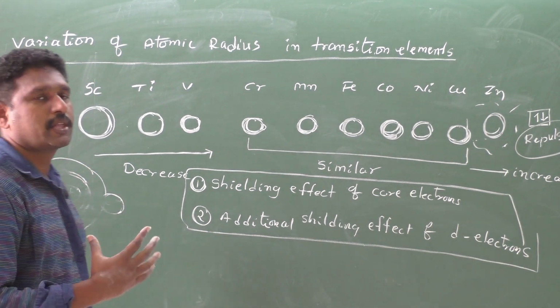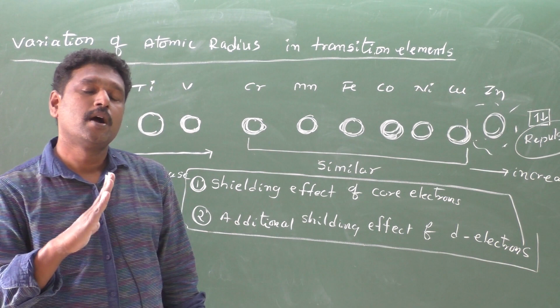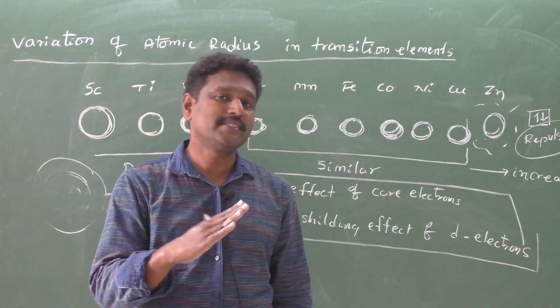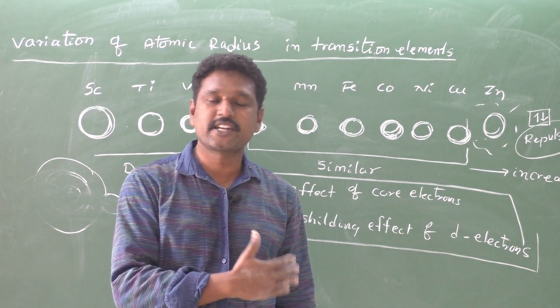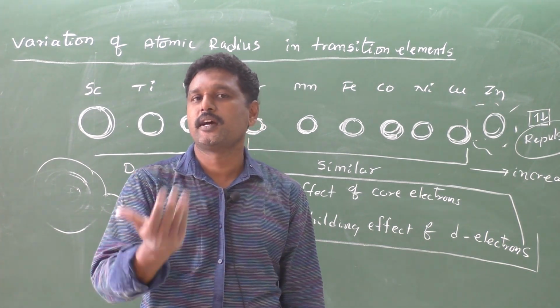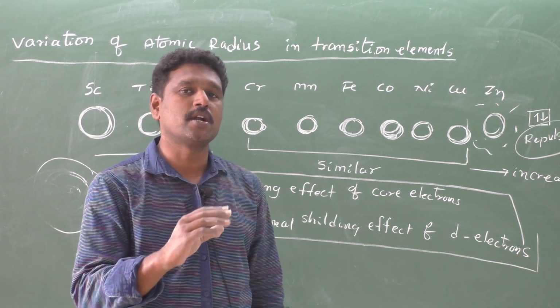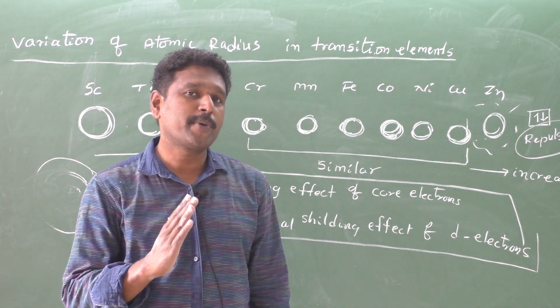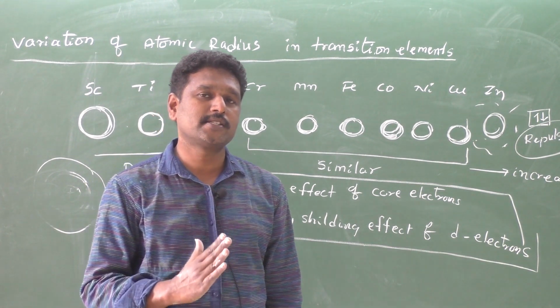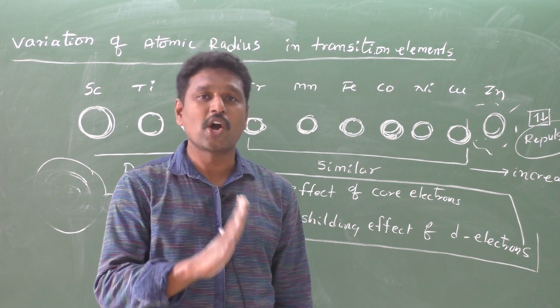Next we will discuss the trends in the lanthanides and actinides. They are called f block elements. These are inner transition elements; the remaining ones are transition elements. In the case of inner transition elements, one property we consider is called lanthanide contraction. What is lanthanide contraction?